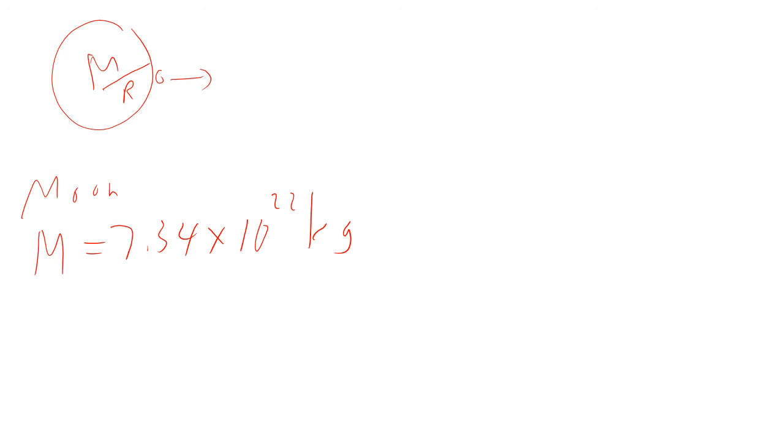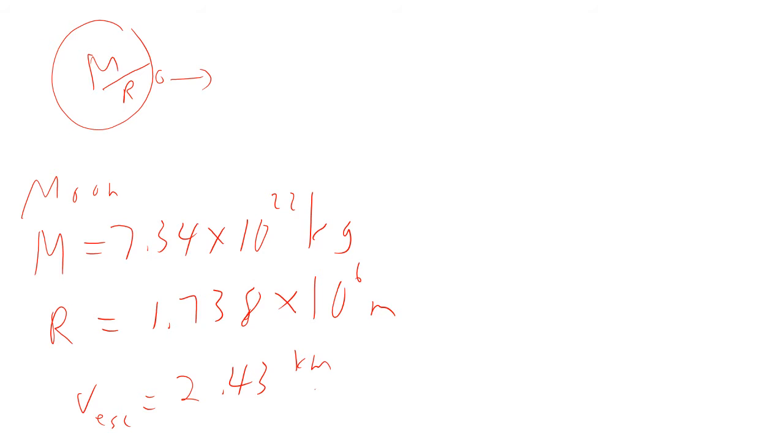Again, let's say we're shooting something upwards from the surface of the moon, because we've already done the moon several times here. So back to Earth's moon. We know that the moon has some initial radius and then has a mass. The mass of the moon is as before 7.34 times 10 to the 22nd kilograms, and the radius is 1.738 times 10 to the 6 meters. And we know from before that the escape velocity happens to be 2.43 kilometers per second.